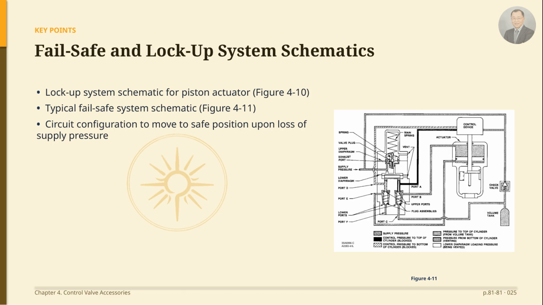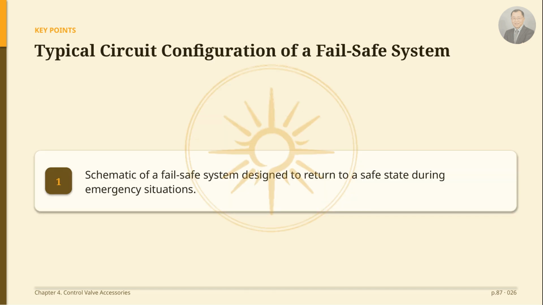Through the schematics of a lockup system for piston actuators and a typical fail-safe system, we can see how the circuit is configured to move the valve to a safe position when supply pressure is lost. This is a schematic of a fail-safe system designed to return the valve to a safe state during an emergency.